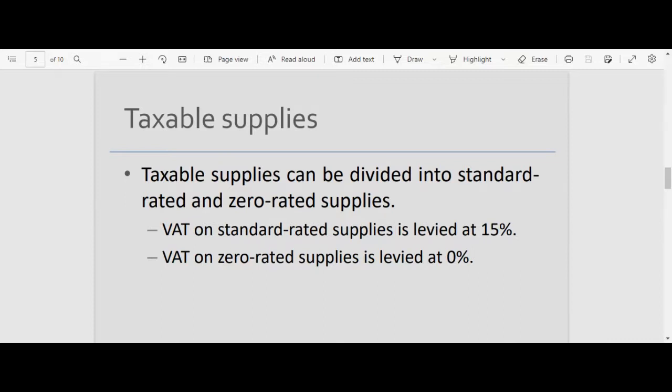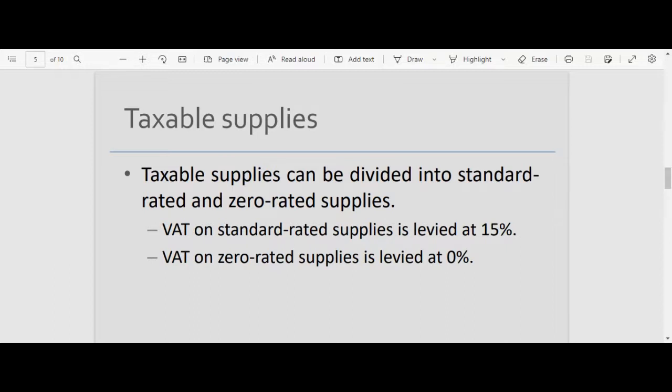Now, ladies and gents, maybe you can type for me here. If you have a standard rated supply, it means that you have to charge 15% on your selling price to your customer. So if you are going to sell something to your customer at 100 rands, how much must you add? If you can type for me there, please. How much in rand terms must you add?